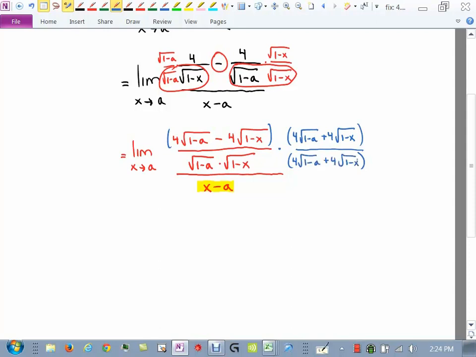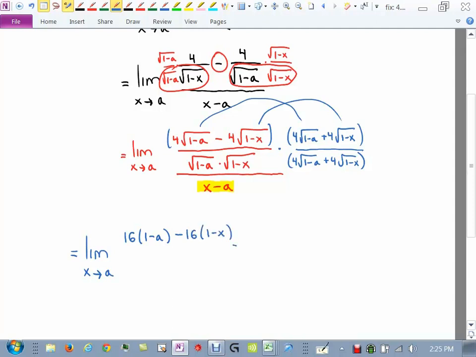When I multiply the top together, when I multiply these two, I do my FOIL up here. I get limit, x approaches a. I get 4 times 4 is 16. The roots cancel, so I'm just left with 1 minus a, but that 16 has to distribute to both terms. The middle terms will go away, and then I have the last two terms. So I get negative 16, and then again, the roots cancel. I'm left with 1 minus x, but that 16 has to distribute.